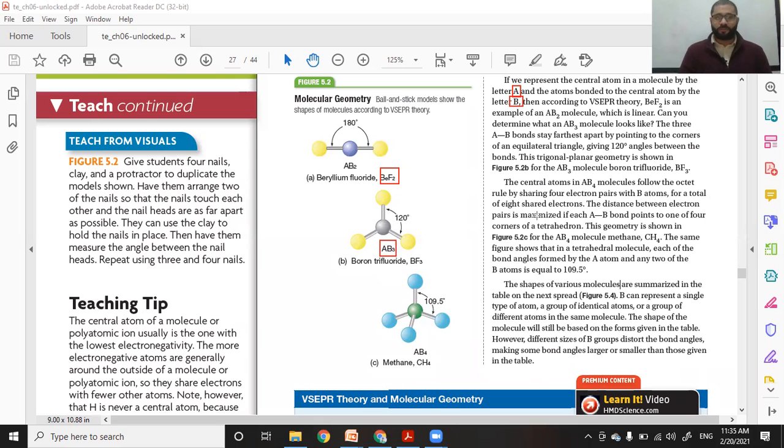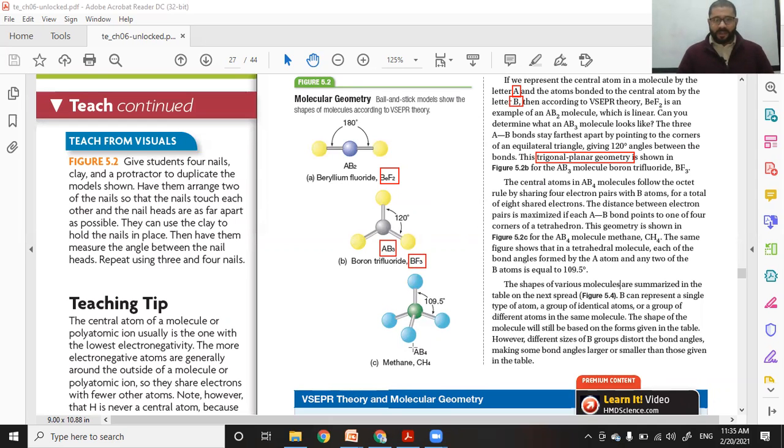If we have any molecule that follows AB3, the geometry will have bond angles of 120 degrees, and the corners look like a triangle. Simply, in geometrical terms, we can say that it is a trigonal planar geometry. An example of this sort of molecule is BF3, where B is the central element followed by three fluorines.